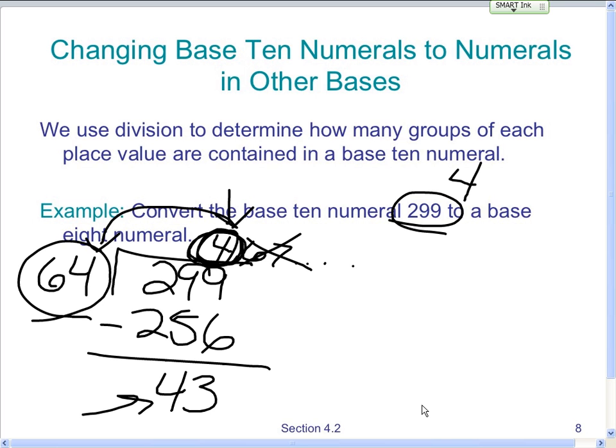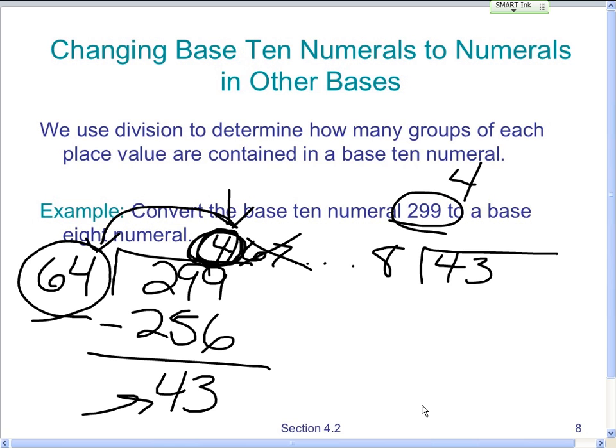So now I have to check to see if I can make any sticks. If you have flats, you always have to check sticks. You always have to check units. You can't skip any places. This is a place value system. You can't skip any places. So now what I'm going to do is a stick has 8 units. So I'm going to see how many 8 unit sticks I can get out of 43 units.